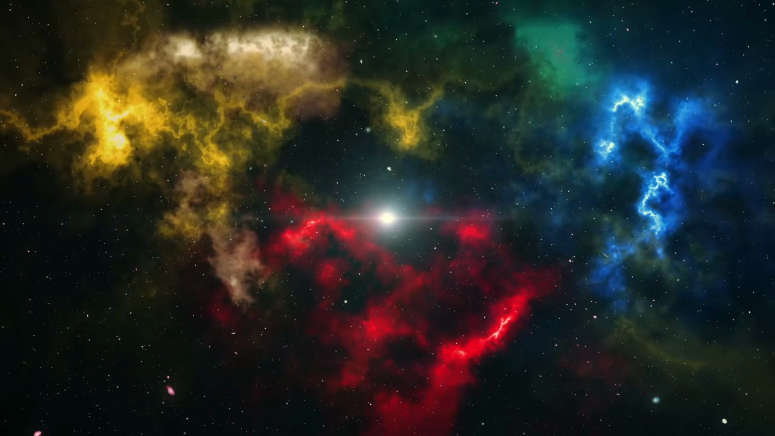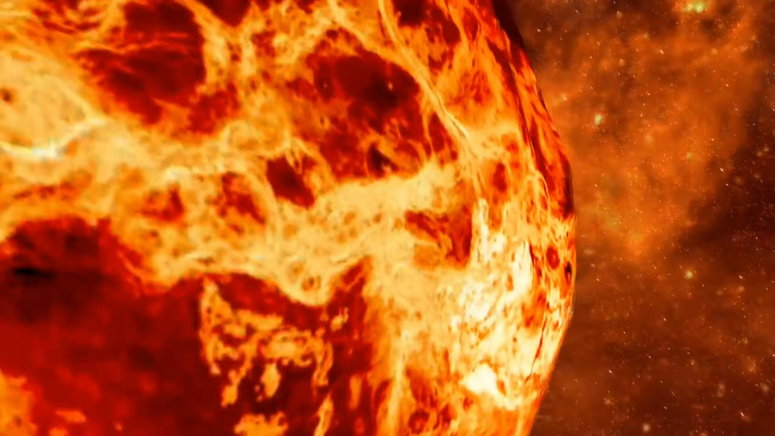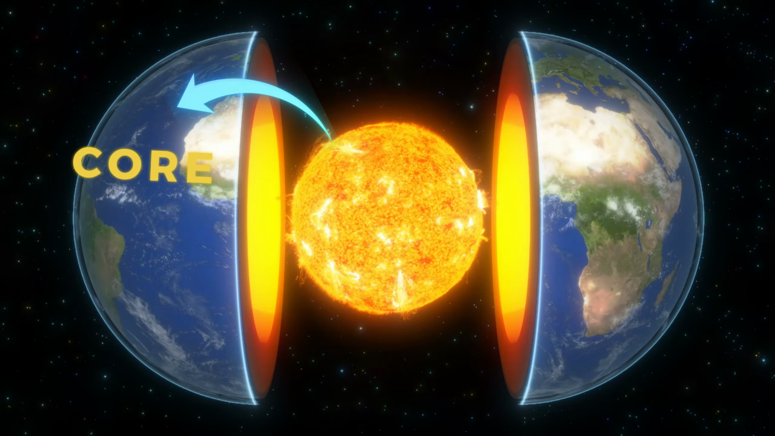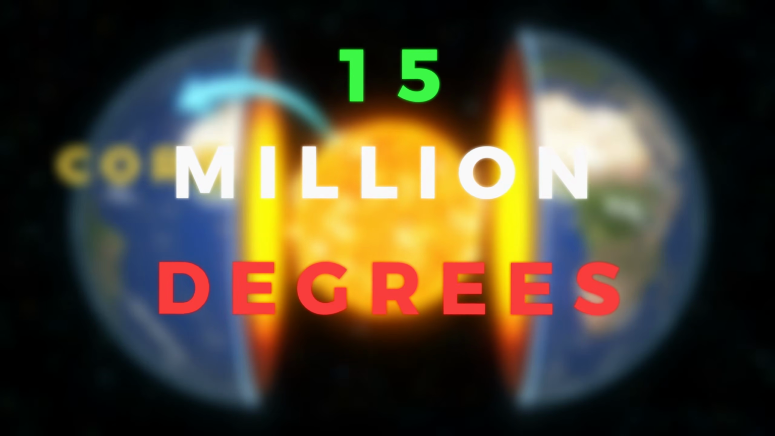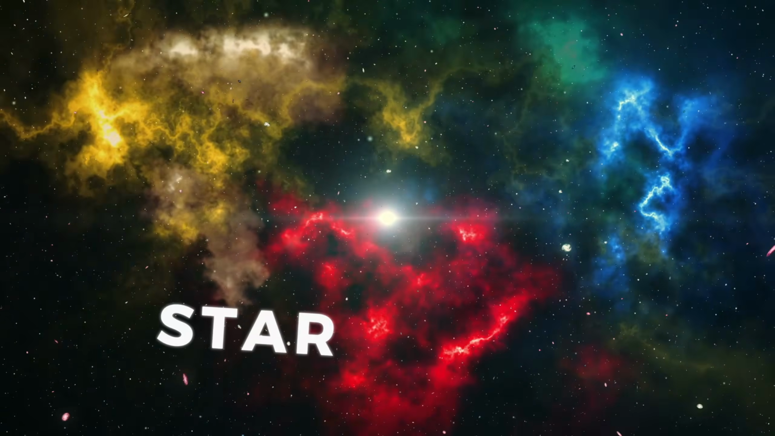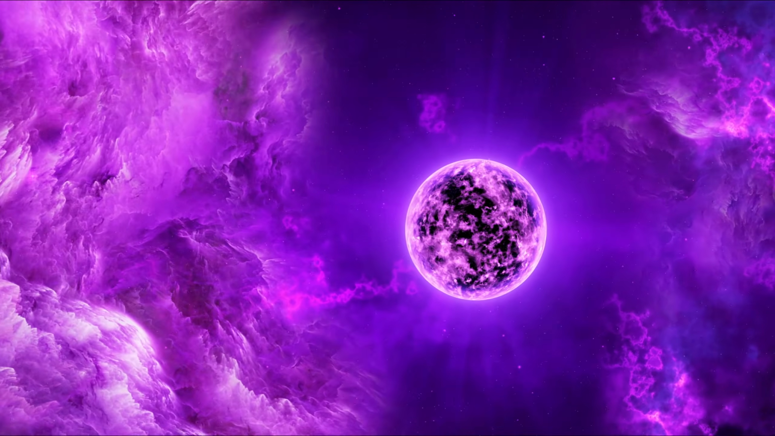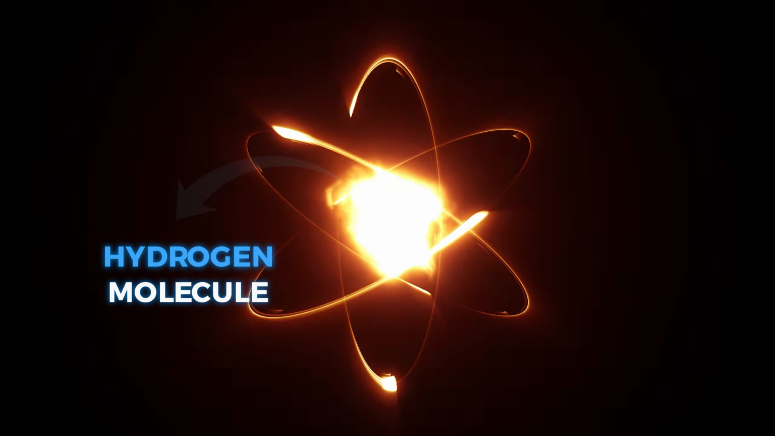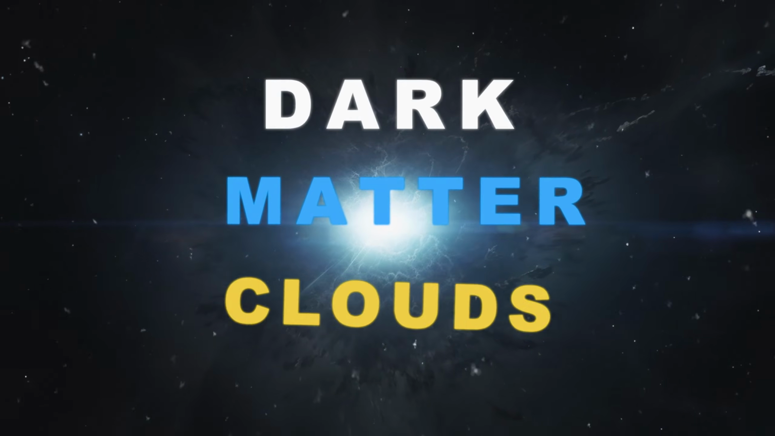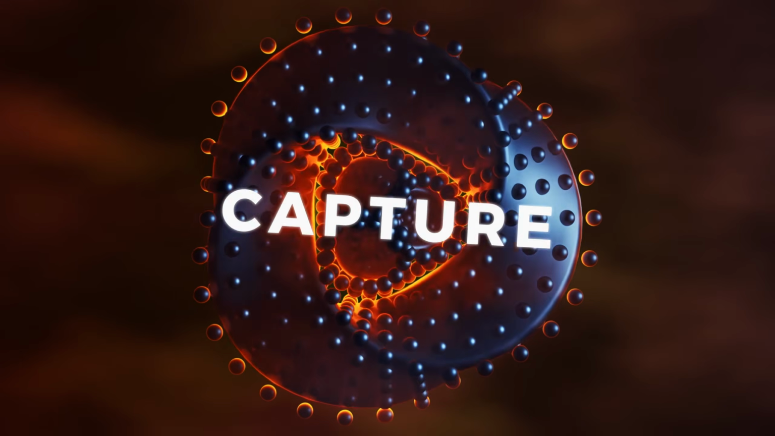A protostar is born, which becomes hotter and denser over hundreds of thousands of years. Once the core reaches about 15 million degrees, hydrogen begins fusing into helium, and a star is born. In dark matter star formation, the process is similar except for one difference. Instead of hydrogen molecules attracting themselves, dark matter clouds provide the gravitational pull, capturing hydrogen atoms. This is called dark matter capture.